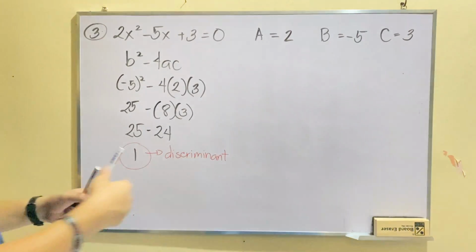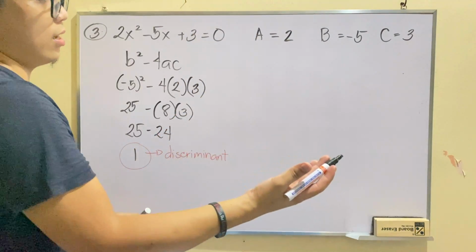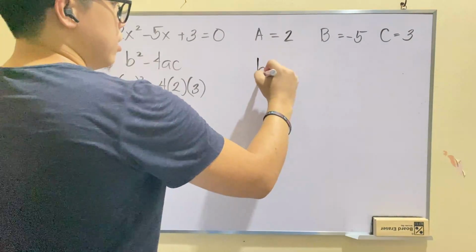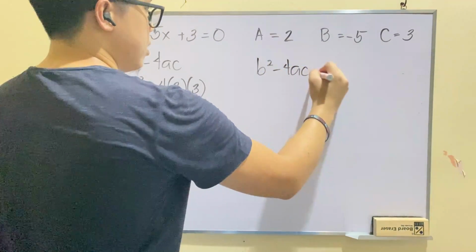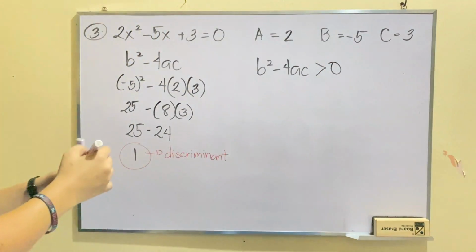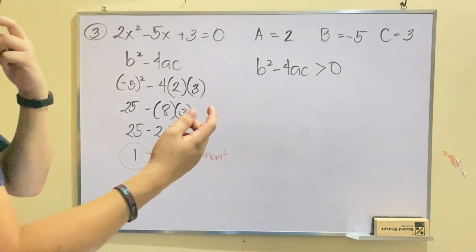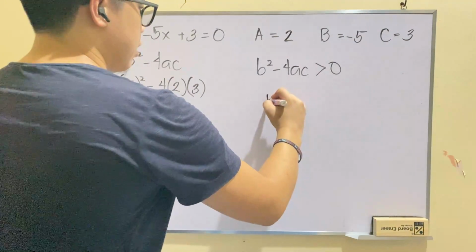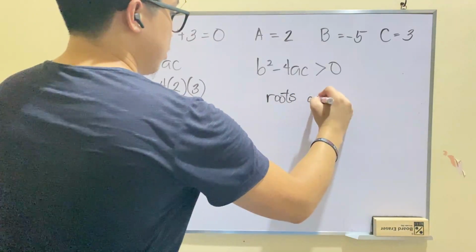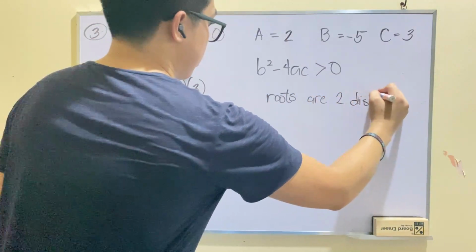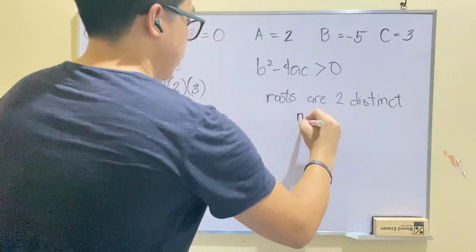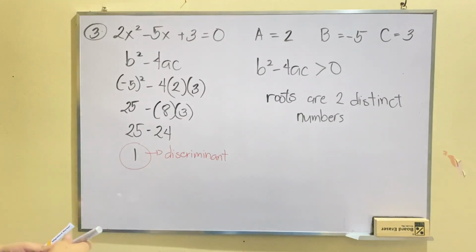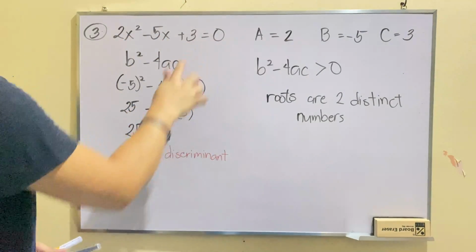Kung ang discriminant natin is 1, saan siyang pumapatak na situation? So, pumapatak siya sa B squared minus 4AC is greater than 0. So, kapag greater than 0, ano yung nature ng roots natin, or ano yung characteristics ng magiging roots natin? So, therefore, ang roots natin are two distinct numbers. So, ito yung nature or characteristics ng roots ng given equation.